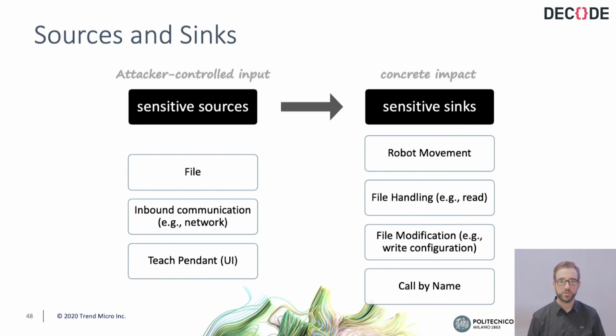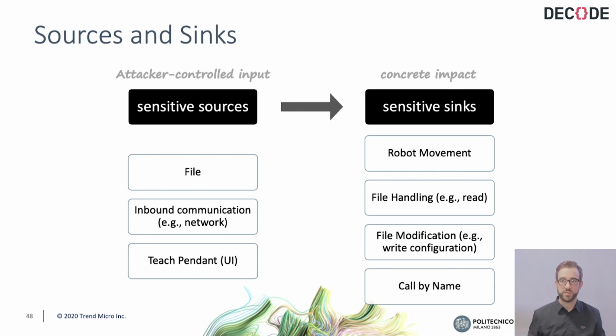Essentially, we divide a program into sensitive sources and sensitive sinks. And whenever the scanner finds a path from a sensitive source, such as a network socket, to a sensitive sink, for example, a movement command, then it means that an attacker on the network can influence the movements.